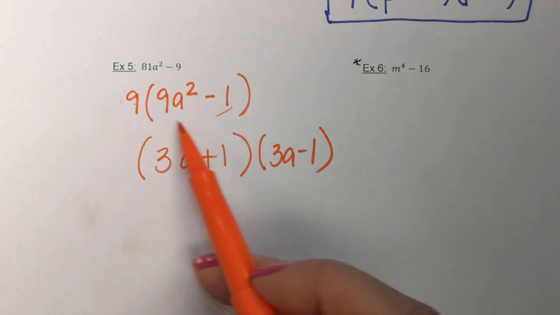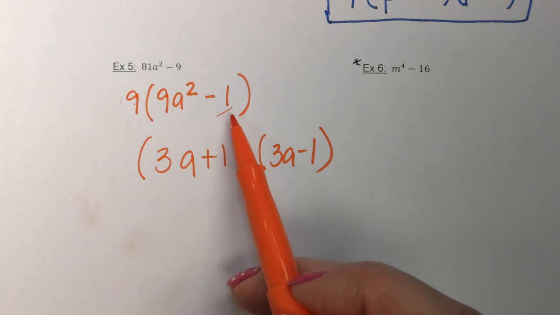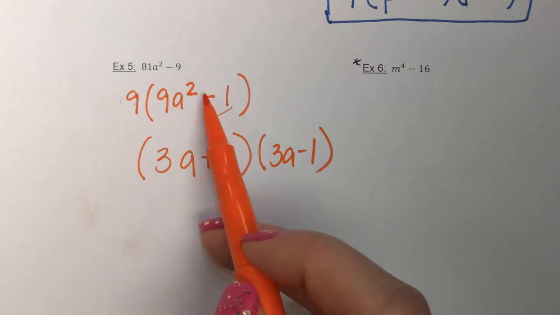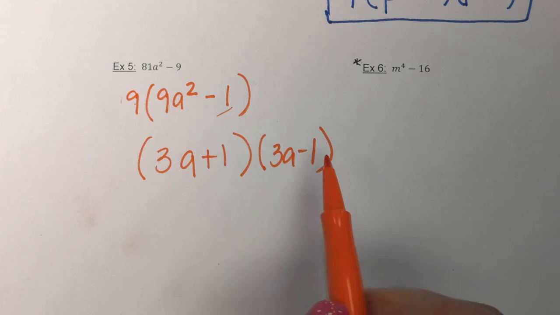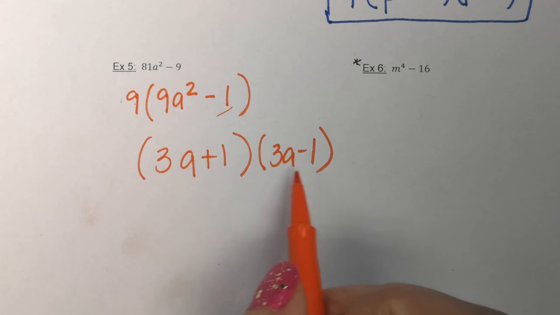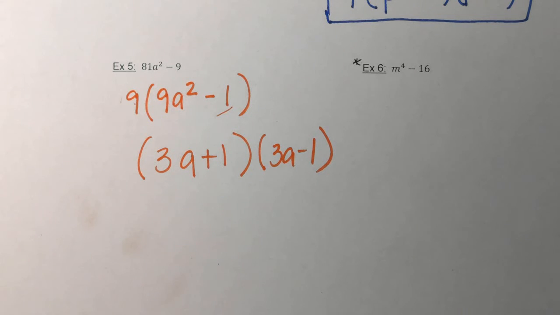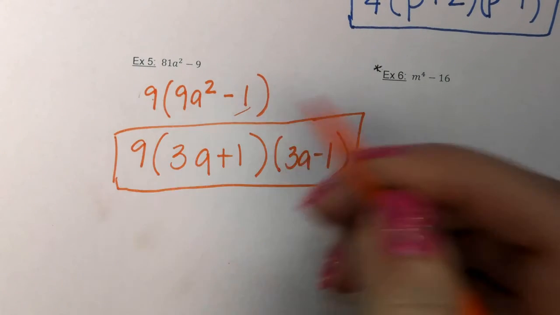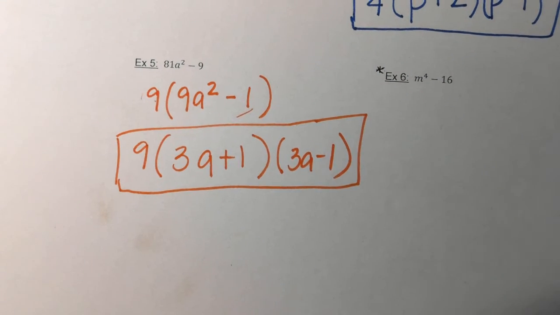Then I look at this. It's not a trinomial, it's a difference of squares. 3a times 3a equals 9a squared, and 1 times 1 equals 1. So we do a plus and minus, just like we do for a difference of squares: 3a plus 1 and 3a minus 1. But we can't forget about this 9. We stick it on the end, and that's our whole answer.